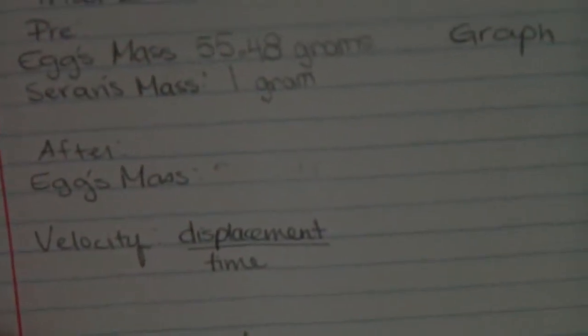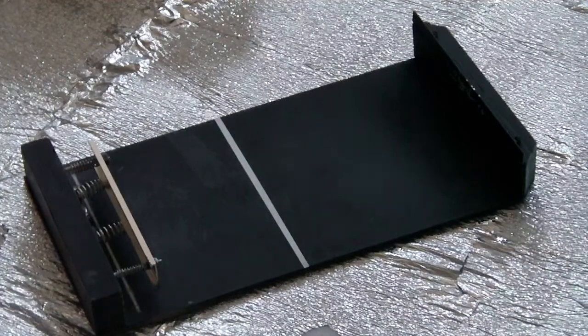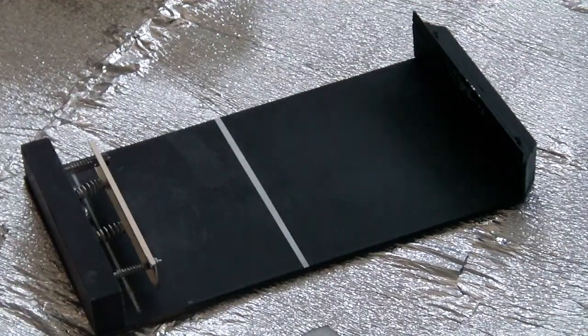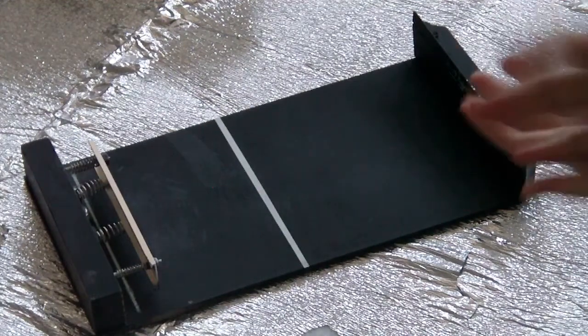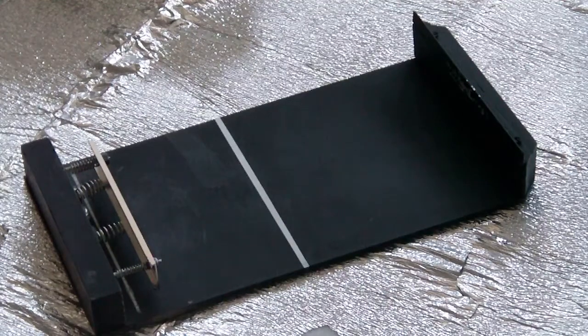the mass of the egg is 55.48 grams, and the saran wrap, in case the egg happens to crack and has really bad damage done to it, then we will subtract the mass of the saran wrap in case we can't take it off. And the mass of the saran wrap was 1 gram. And now we're going to start conducting our experiment.